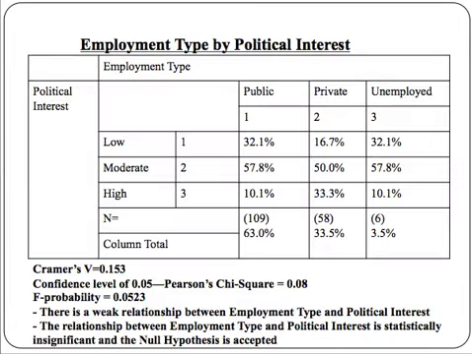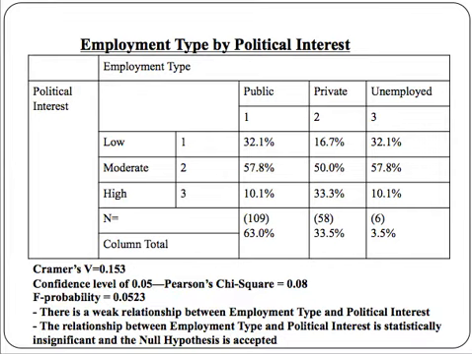The first cross-tabulation, employment type by political interest, attained a Cramer's V value of 0.153, indicating a weak relationship between employment type and political interest. With a confidence level of 0.05 and Pearson's chi-square of 0.08, tests of statistical significance indicate that the relationship between employment type and political interest is statistically insignificant, and the null hypothesis is accepted.